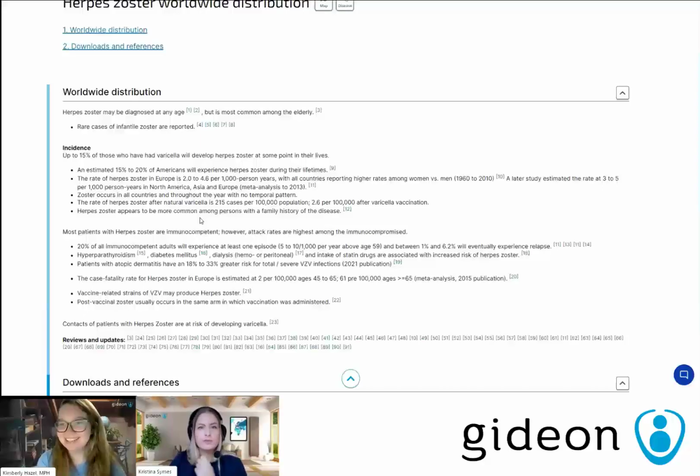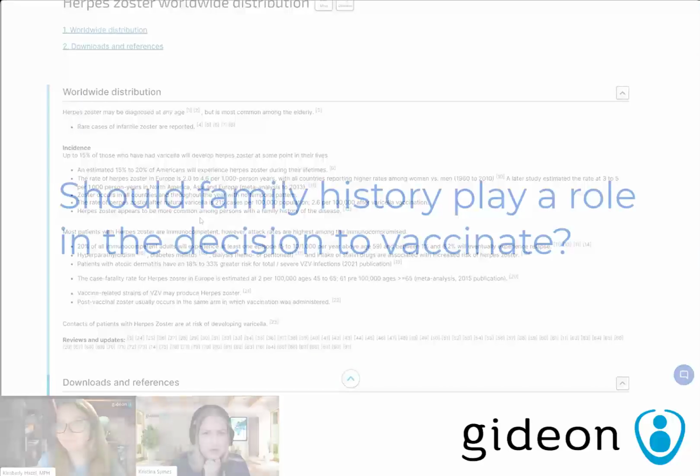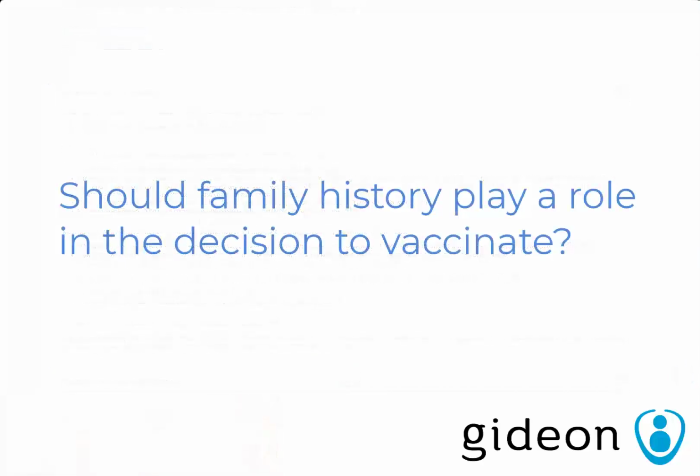Mm-hmm. Damon has an interesting question here. He says, what do you think about the data that shows a 21% decrease in glioma brain cancers? Should family history play a role in the decision to vaccinate?